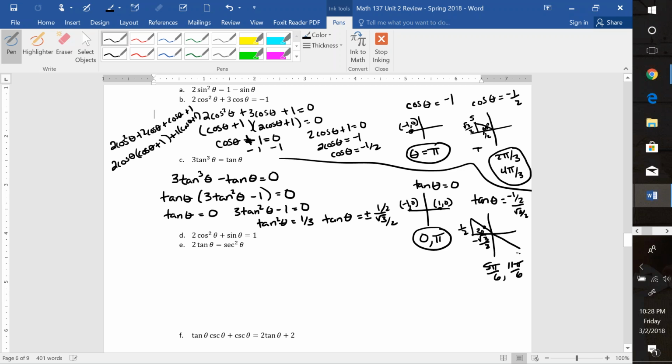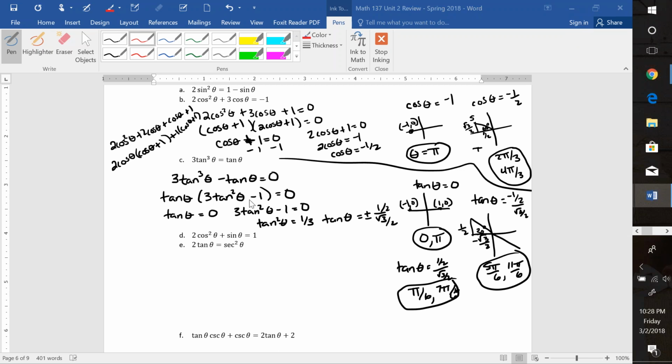And then because we also have tangent theta of positive 1/2 over square root of 3 over 2, we're also going to get pi over 6 and 7 pi over 6, because those would be the other 2 pi over 6's in quads 1 and 3. Okay, so that's that for that one.